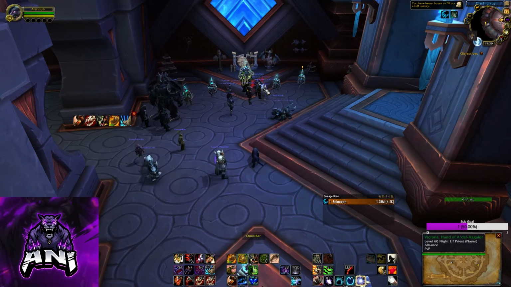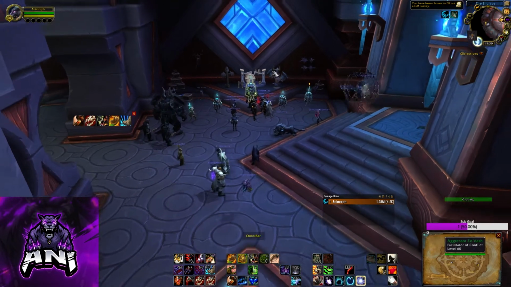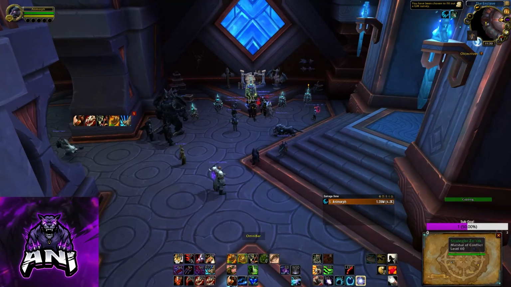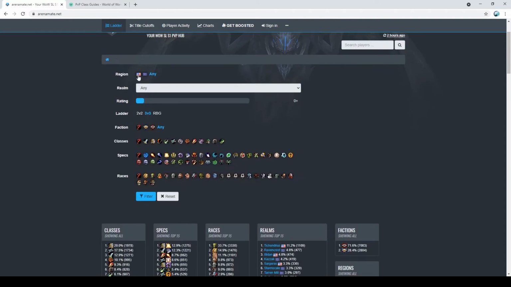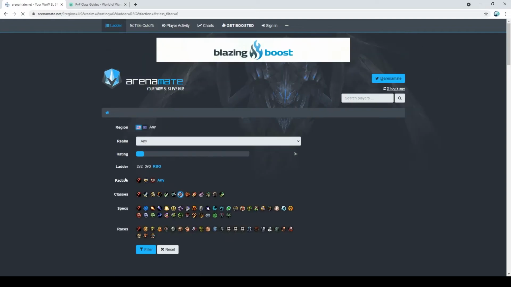So when you're trying to think of a good place to go look up these things outside the class discords, you have a couple options here. Your first option is going to be arenamate.net. What this allows you to do is you can come here, you can choose US or EU or both, and I choose RBGs. Then say I want to look up DK. So I click on DK and I look it up.